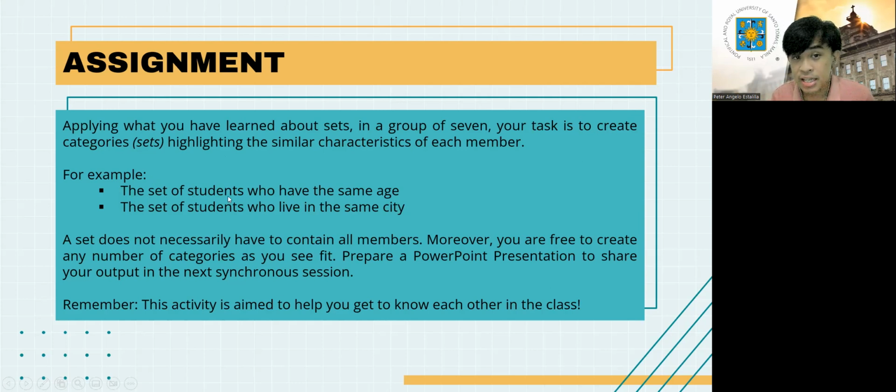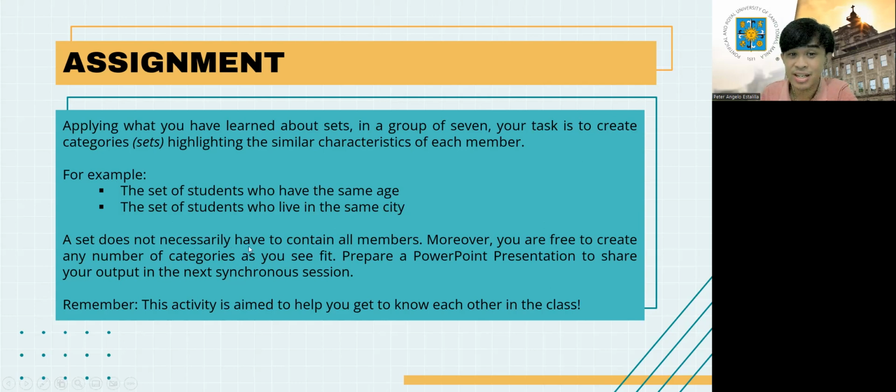So for example, magkakategorize tayo or maggagawa tayo ng set. One example is a set of students who have the same age. So for example, ayun, kapareho kayo ng age, nasa isang set kayo. Or you live in the same city, di ba? Yan, anything, kahit anong category, I will accept that, di ba? Para magkakilala kayo. This is a good way for you to get to know each other.